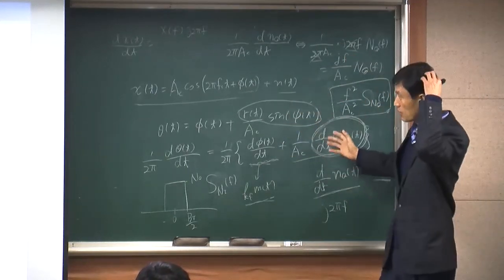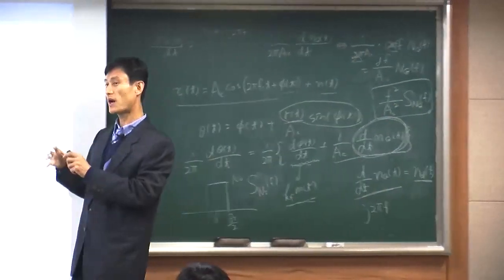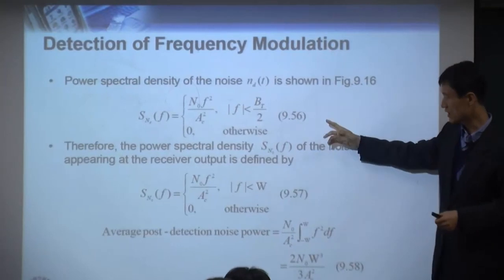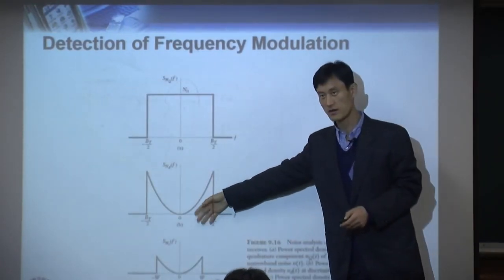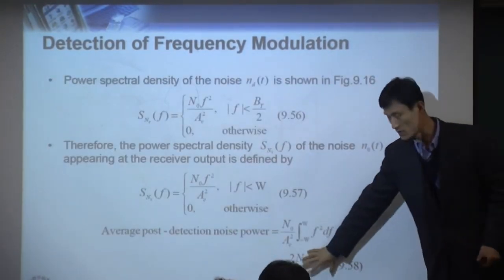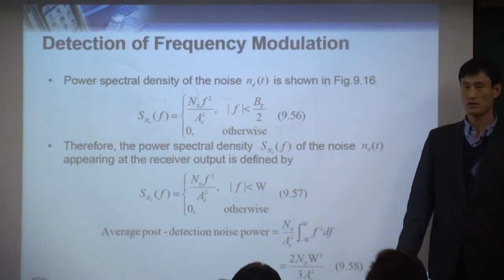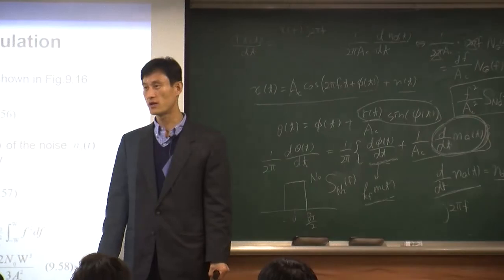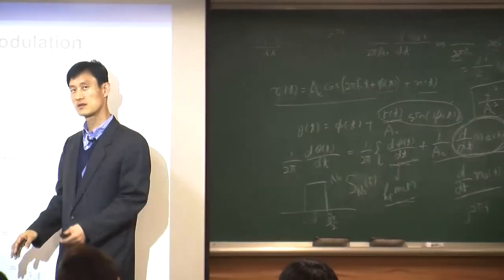Eventually, when you do this whole thing, we know that the noise power has this spectral density. Then you do integration of this figure here, and now you get this noise power. So this signal power divided by this noise power will give you the post-detection SNR.